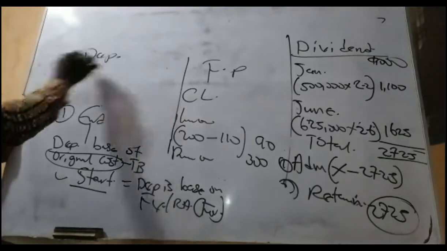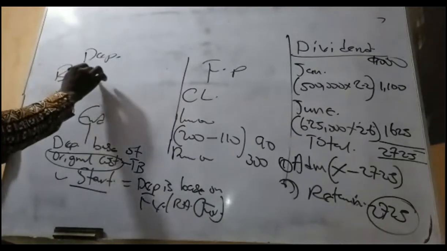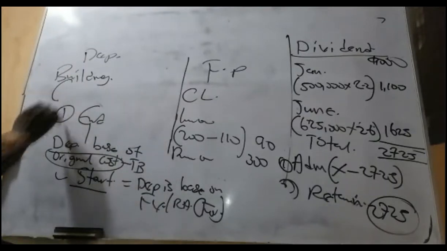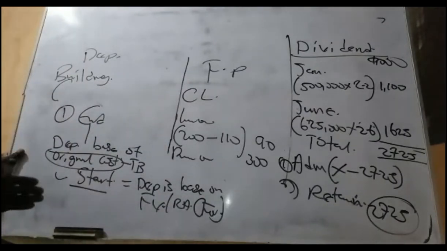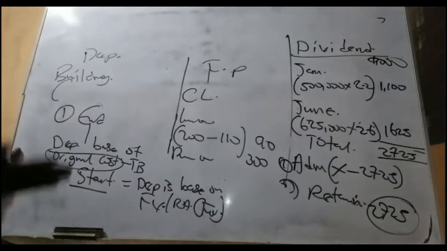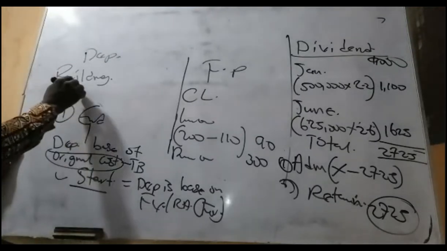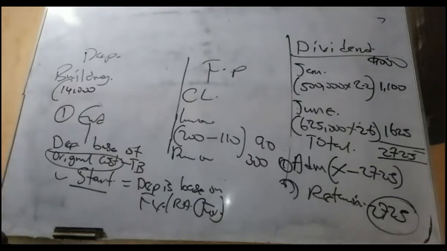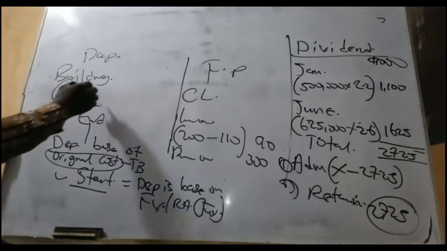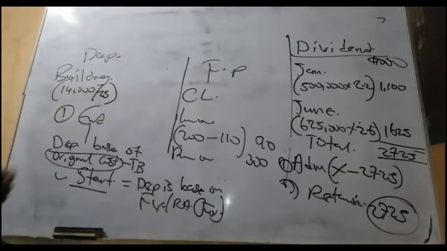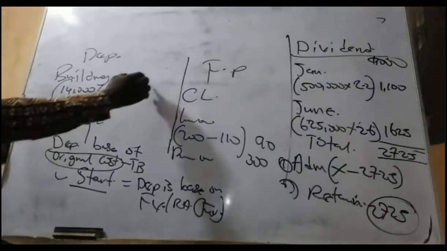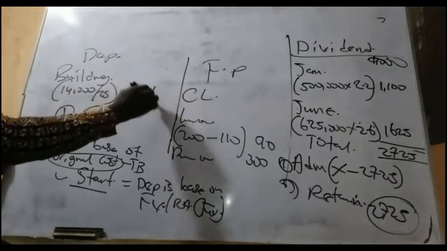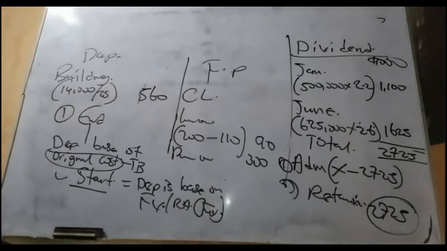So depreciation, building. We said that the valuation is being performed at the end. It must be based on the original figure, which is 14,000 in the trial balance. And the examiner told us that at the start of this year, the building has 25 years to go. So the depreciation will be 14,000 over 25. That will give us 560. Good, I'm done.